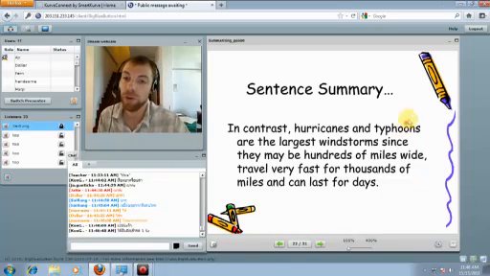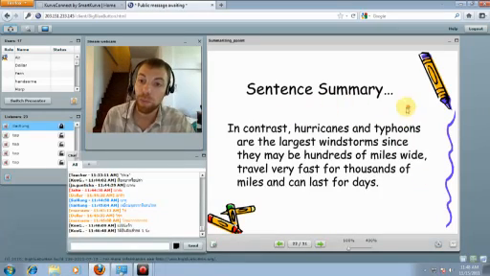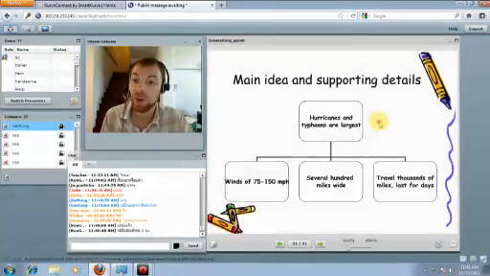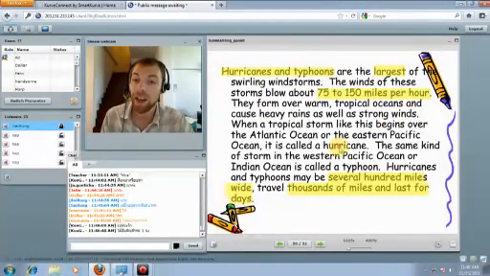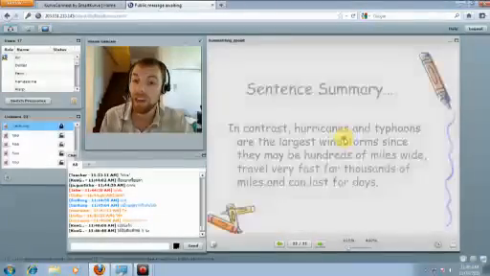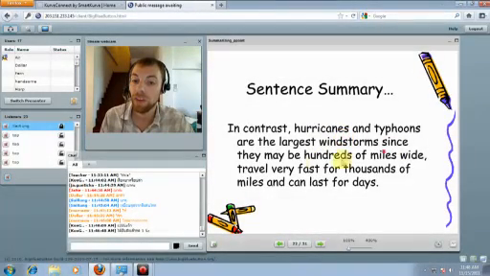The sentence summary. This is what a summary is. We take all this information, find the important things, and change all of this into this. This is the summary.